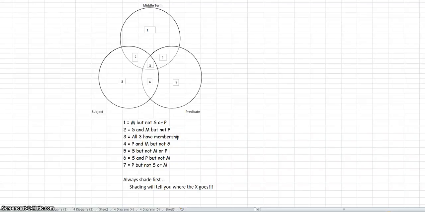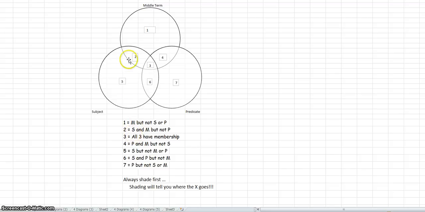Okay, so what we want to do is look at Venn diagrams. Instead of having 3 sections, as we did in 2-circle Venn diagrams, we now have 5 sections. What we realize is area number 1 is M and not S or P. So it's the middle term, but it doesn't represent S or P.